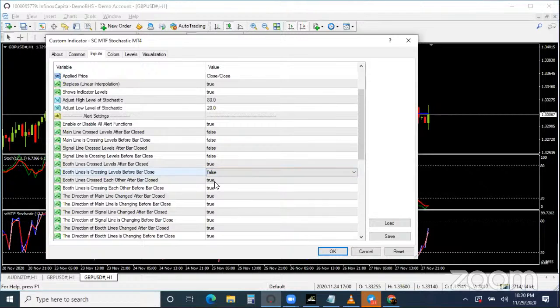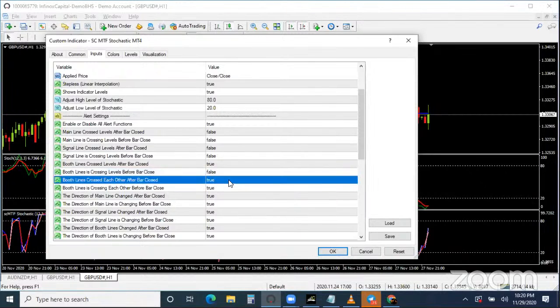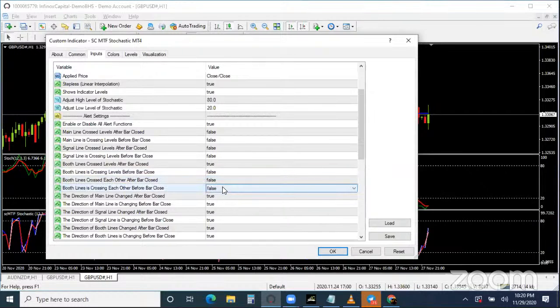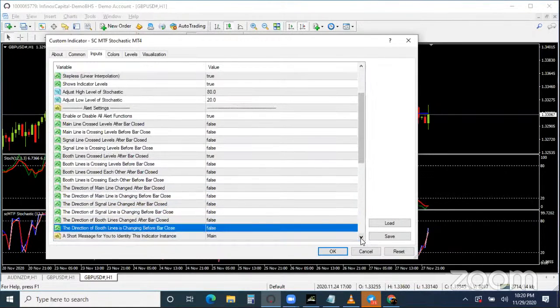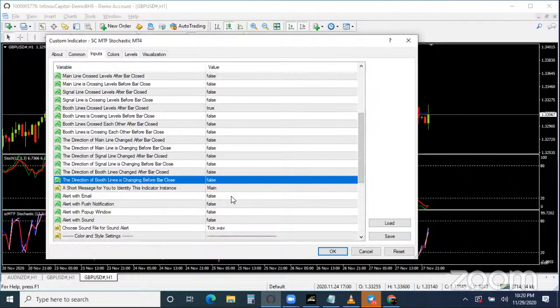So yes, every other thing, both lines cross level before now, false, false, everything here false. We don't want it before both lines crossed each other. We're not trading stochastic cross, right? So everything here false, false, false, false, false. Every other thing there false. A short message, you can leave that.